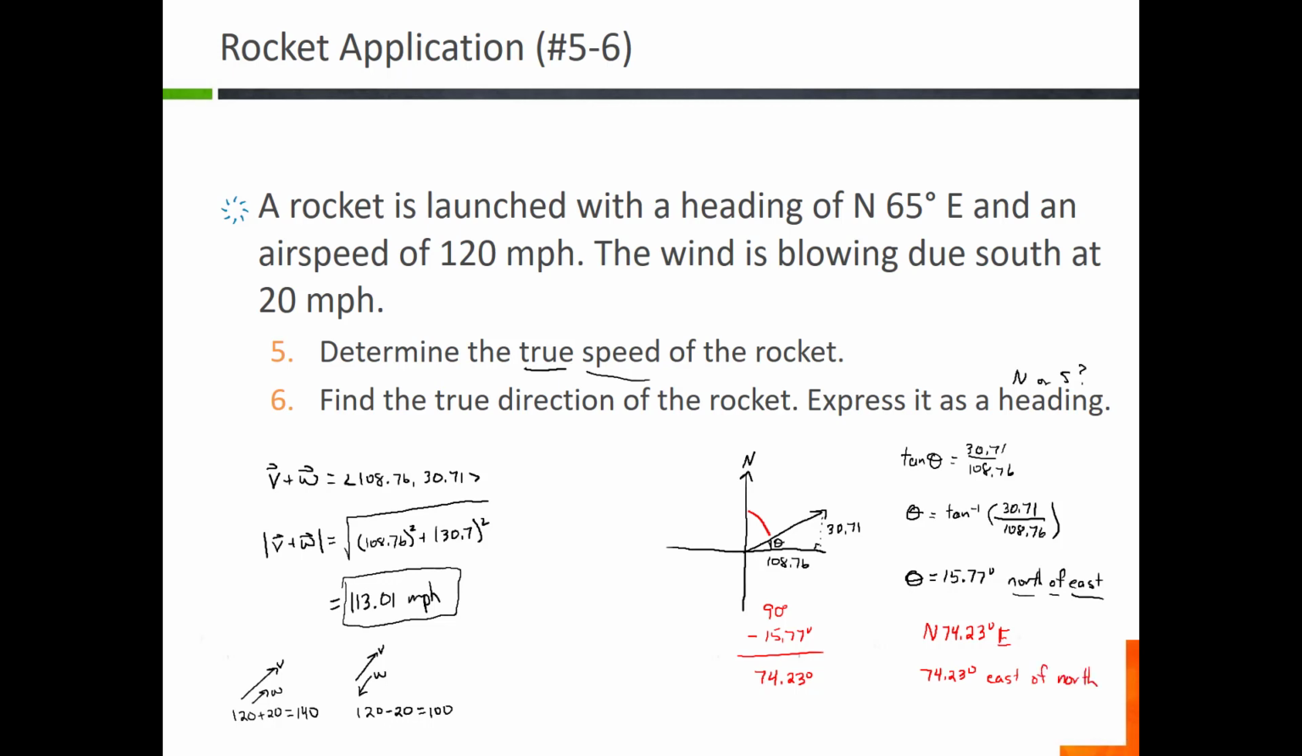Now again, usually we like to express it in this format. As you're doing your homework, you may need to enter it in one of these other two options as well. You just have to pay attention to how your answers are formatted.